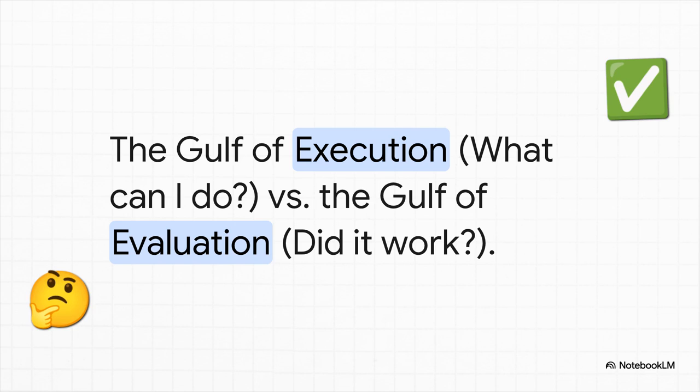Then you have the gulf of evaluation, which happens after the action. Imagine you click pay on an expensive flight booking, and the screen just freezes. You're sitting there agonizing, oh no, did my action actually work? The absolute only way to bridge that evaluation gap is with immediate, crystal clear system feedback.